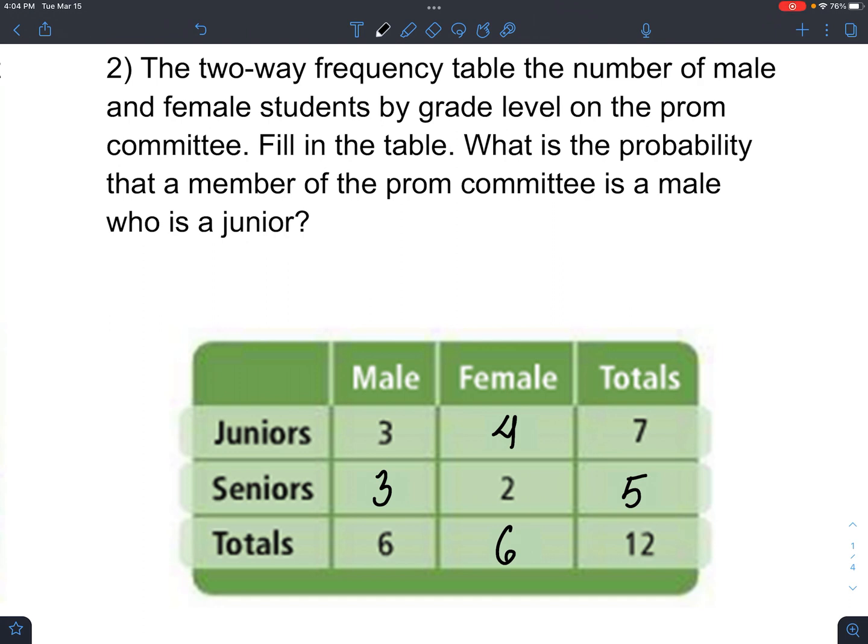So the probability that you pick someone who is a male and a junior would be right here. 3 male juniors out of 12 on the committee. That is the total we're looking at.